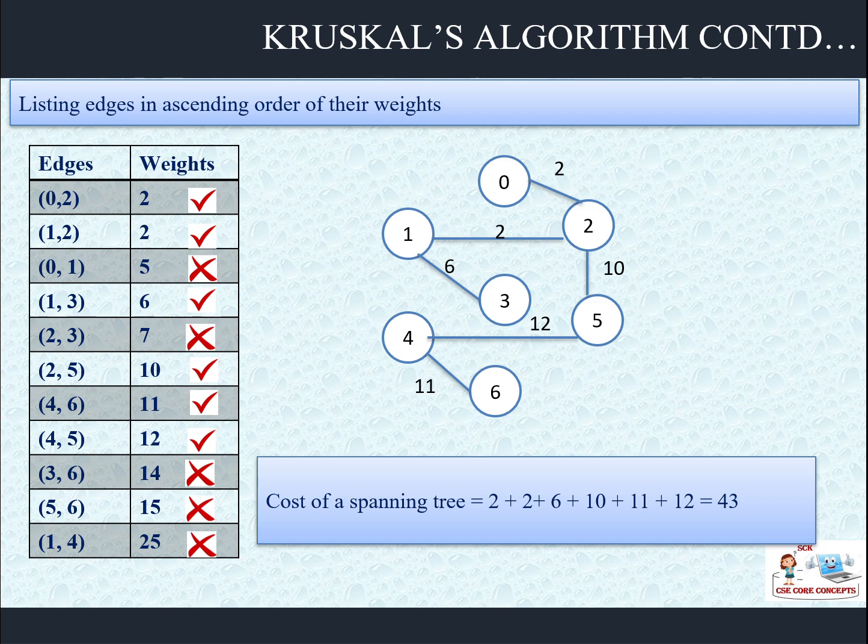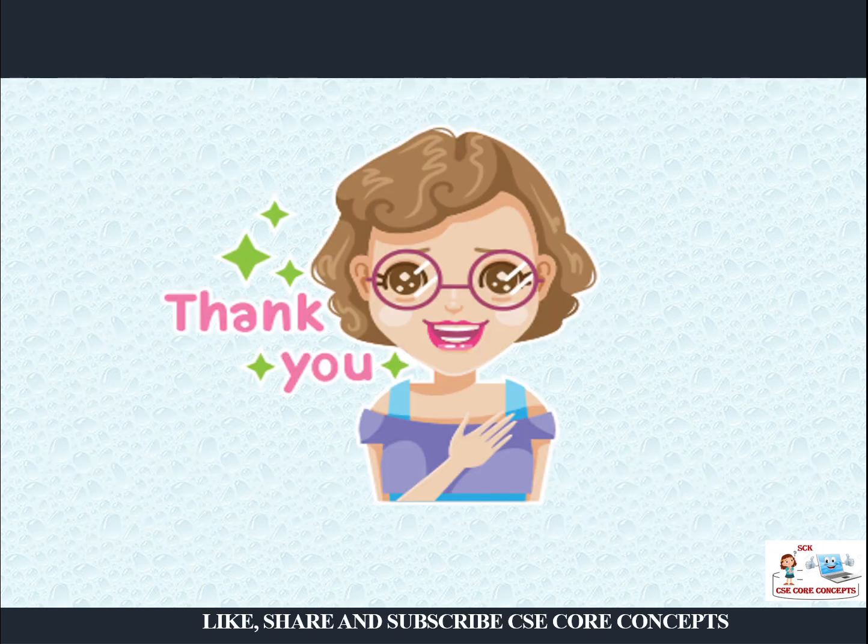Okay. So if I want to find out the cost of this spanning tree, let us add all the weights: 0 to 2 is 2, then 1 to 2 is 2, 1 to 3 is 6, then 2 to 5 is 10, then 4 to 6 is 11, and 4 to 5 is 12. So it adds up to 43. This is a very interesting approach of finding the minimum cost spanning tree. That is Kruskal's algorithm.